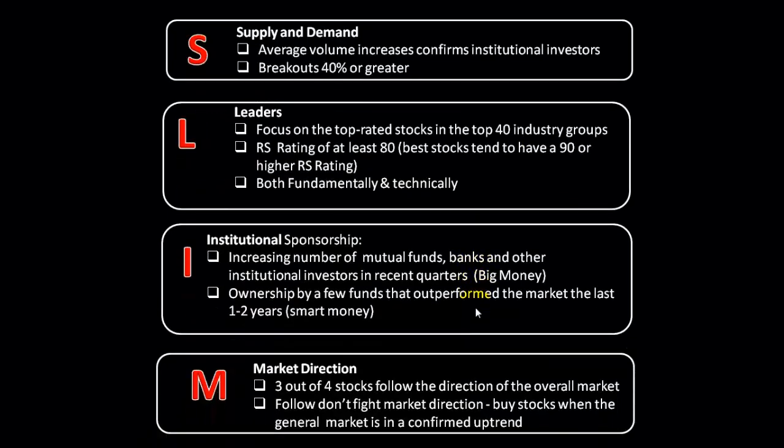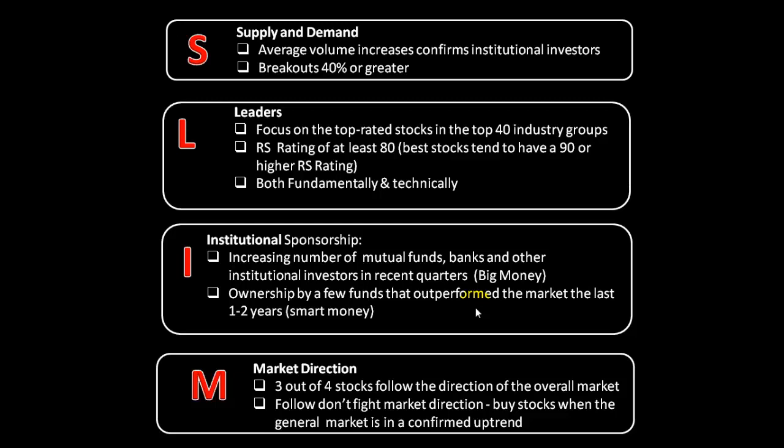Now let's focus on the S, supply and demand. Specifically, you want above average increases on the breakouts, 40% or greater. That lets you know that institutional investors are getting in on this stock. That's one of the footprints that they leave when they're investing. We want to focus on leaders, and that means the top rated stocks in the top 6 sectors and the top 40 to 50 industry groups.